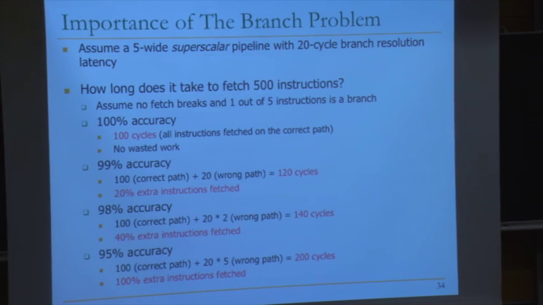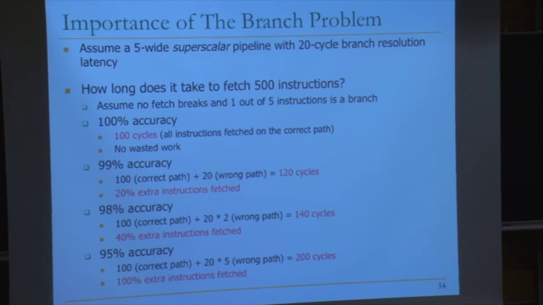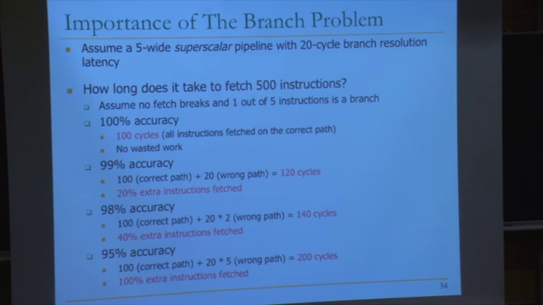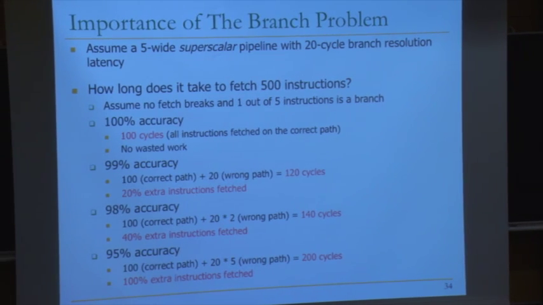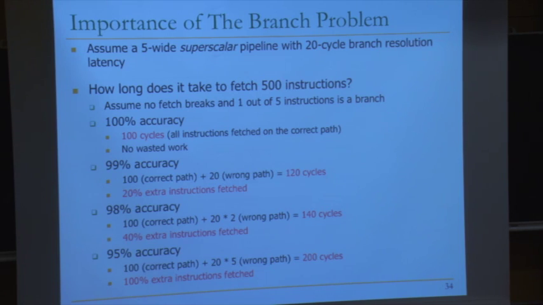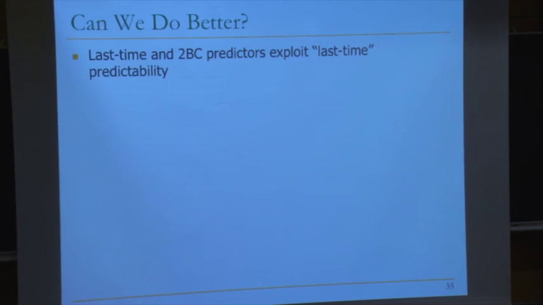If you do this calculation for 90%, you'll get 300 cycles, right? And you're fetching 66% of your instructions that you're going to discard. 60% of instructions that are fetched are going to be discarded. So this problem becomes big if you actually design a large machine. So people have spent a lot of effort to optimize it. But the question is, can we do better?